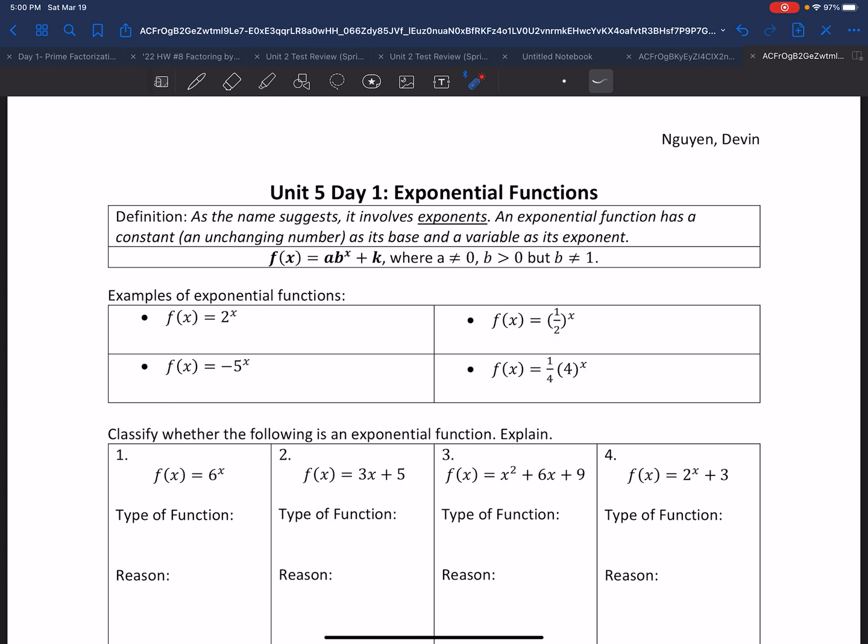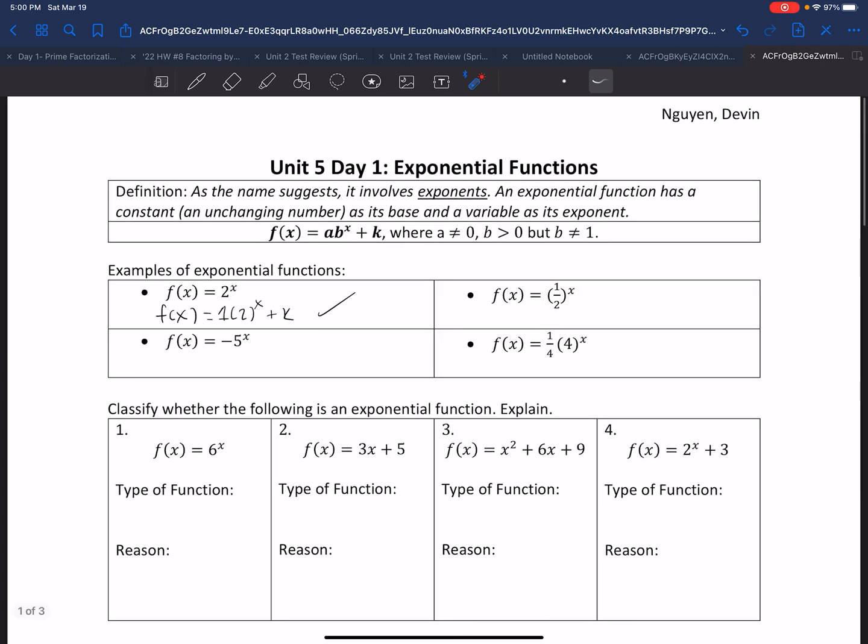So some examples of exponential functions are f of x is equal to 2 to the x power, because you can write this as f of x is equal to 1 times 2 to the x plus k. So that does check out. And then you can see all of these over here. Yes, it's okay to have fractions as your b, as long as it's greater than 0. This right here, don't be fooled, because this negative is this invisible -1 as its a. The 5 is just the b, okay?